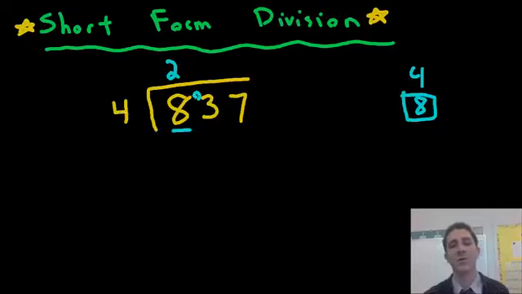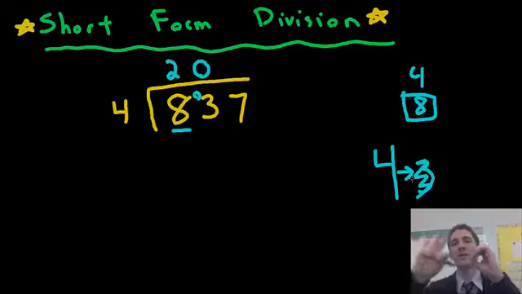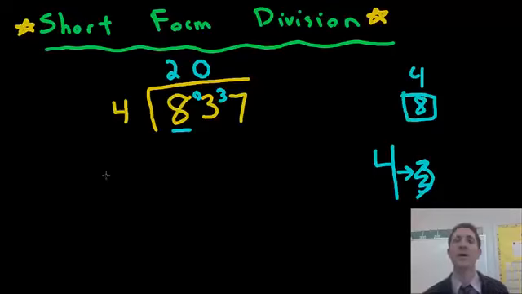Will 4 go into 3? No, it's too big. 4 little 3s, too big, you won't fit in there. So 4 goes into 3 zero times, and I still have that 3 left over. When I have the 3 left over, I put it in front, kind of like carrying almost. I'm just putting whatever's left over in front of the next number.